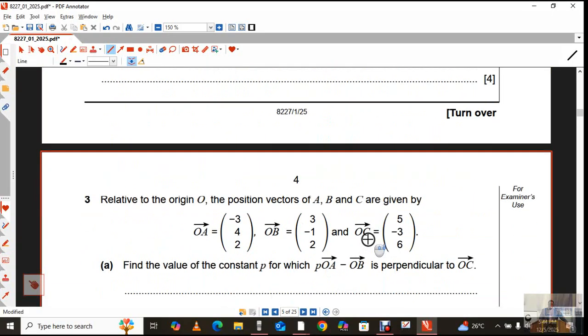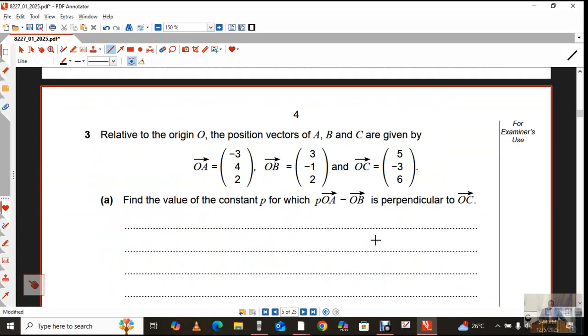Let's go to the next question, and this question deals with 3D vectors. Now, they are saying relative to the origin, the position vectors of A and B and C are given, as you can see here, respectively. But what they are saying is that P times OA minus OB should be perpendicular to OC. So that means if I dot it with OC, they must be perpendicular.